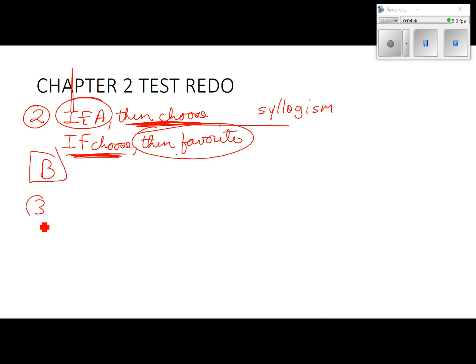Number 3, if you miss class the day before a holiday break, then you will not get the bonus. So if miss, then no bonus. Then it says you missed class the day before Thanksgiving break. So it's just saying you missed.